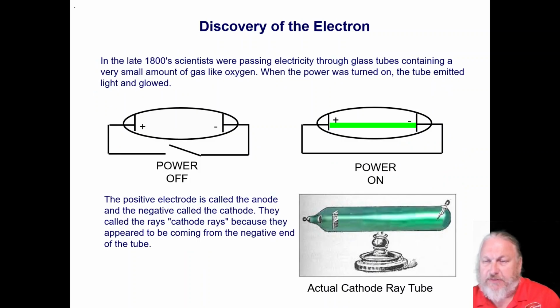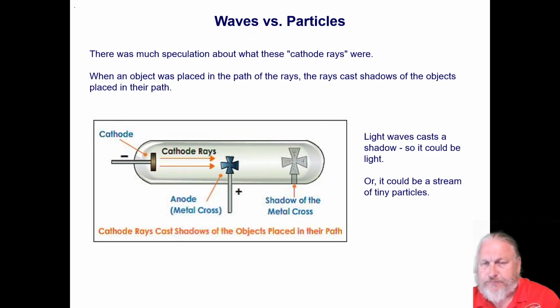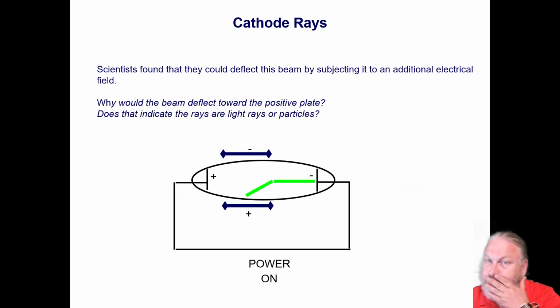Just like in this one, the cathode ray would come through, and let's say they had a metal cross on the anode. There would be a shadow of the metal cross at the end of the tube, which is sort of cool, right? So it could be light, or it could be a stream of tiny particles.